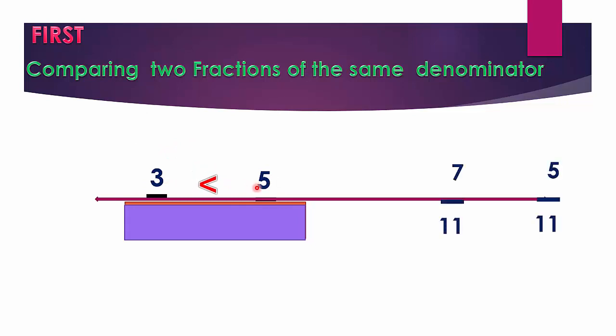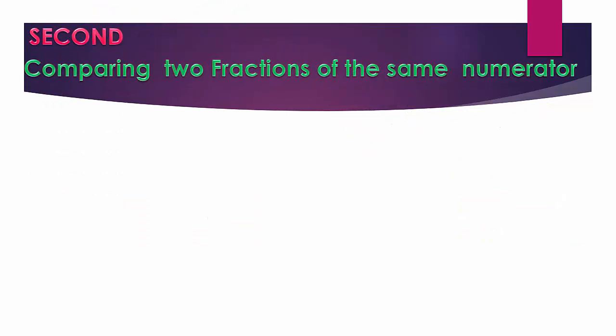Here 7 over 11 and 5 over 11. Okay, teacher, here I have the same denominator. What can I do? Same denominator, hide it, teacher. Then 7 or 5, which is greater? Yes, very good, 7. Second, if I have to compare two fractions of the same numerator.